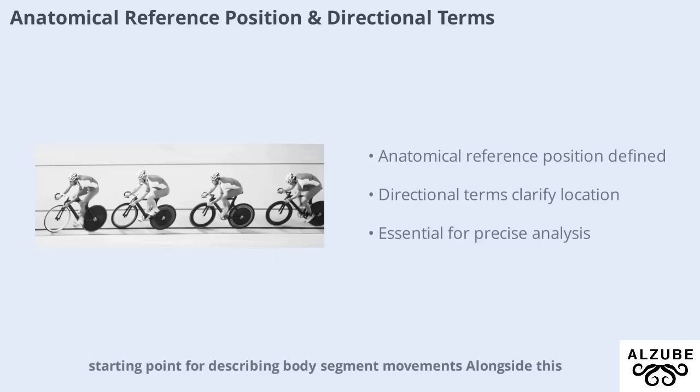Alongside this, directional terms like superior, inferior, medial, lateral, proximal, distal, anterior, and posterior help specify locations and directions within the body. For example, superior means closer to the head, while distal means farther from the trunk. These standardized terms ensure clear communication and precise analysis, whether discussing injury locations, movement patterns, or anatomical relationships. Mastering these basics is essential for anyone studying or working in biomechanics.